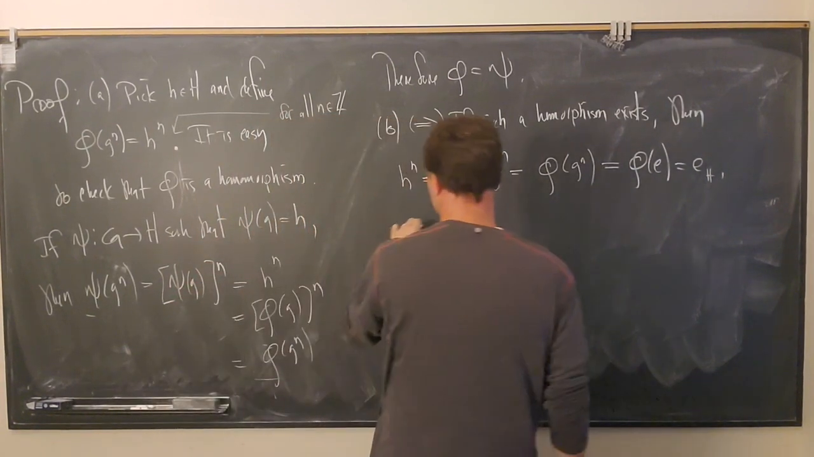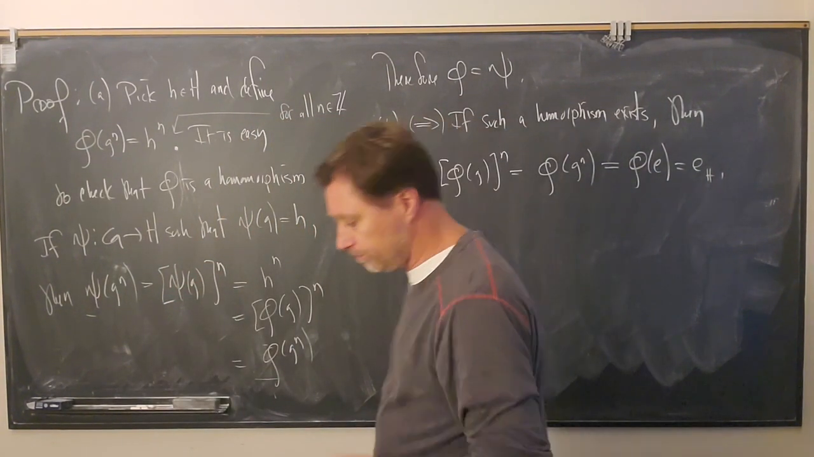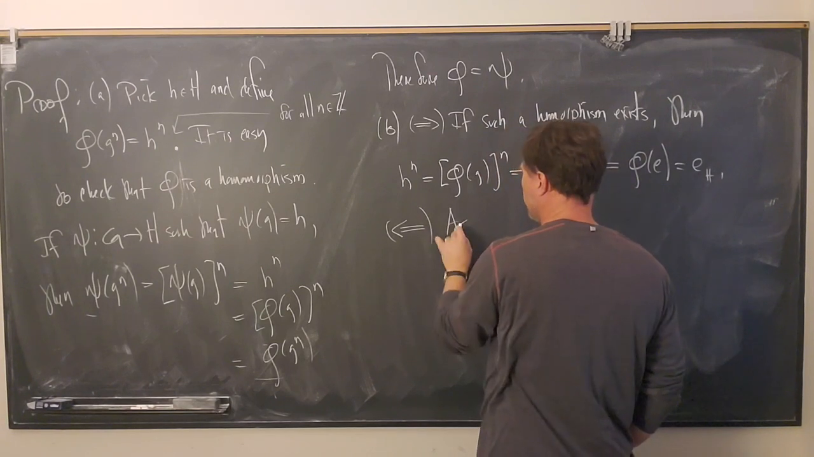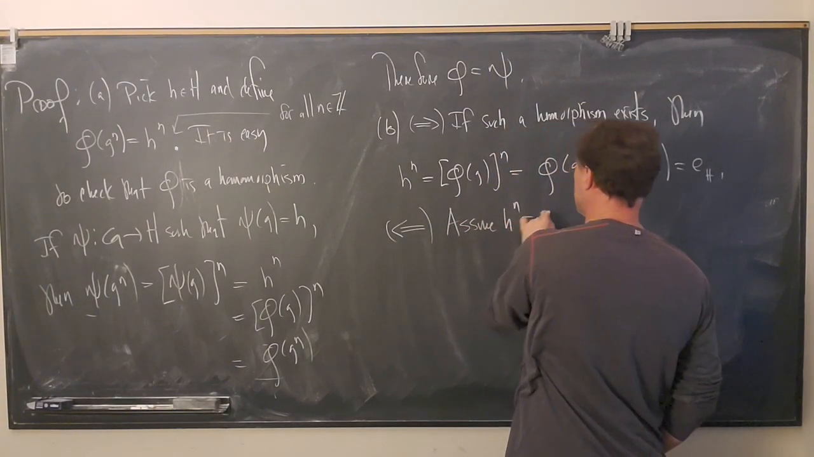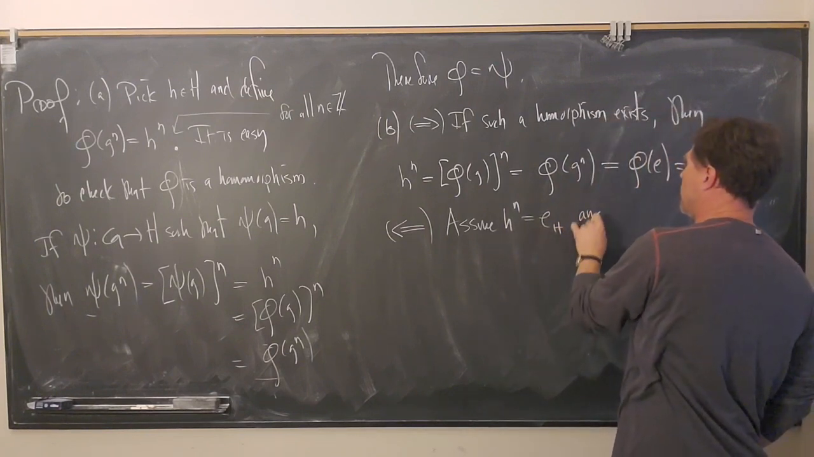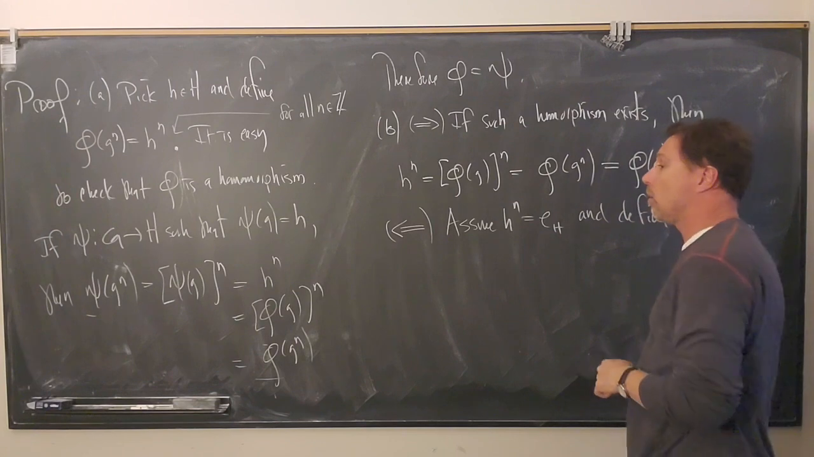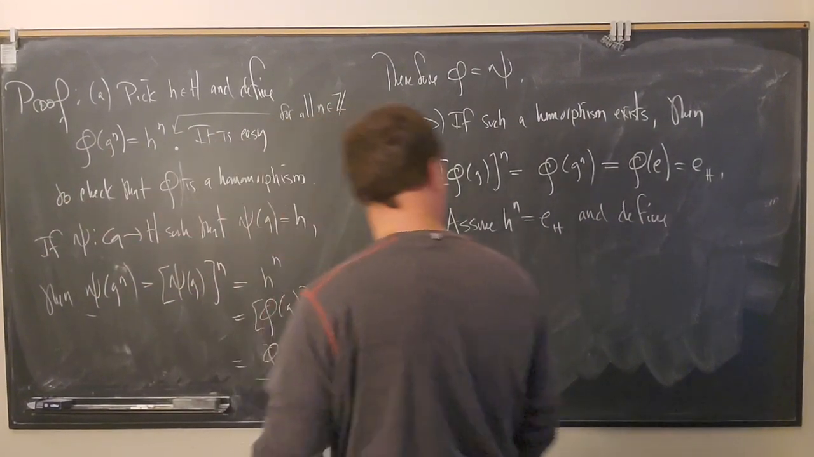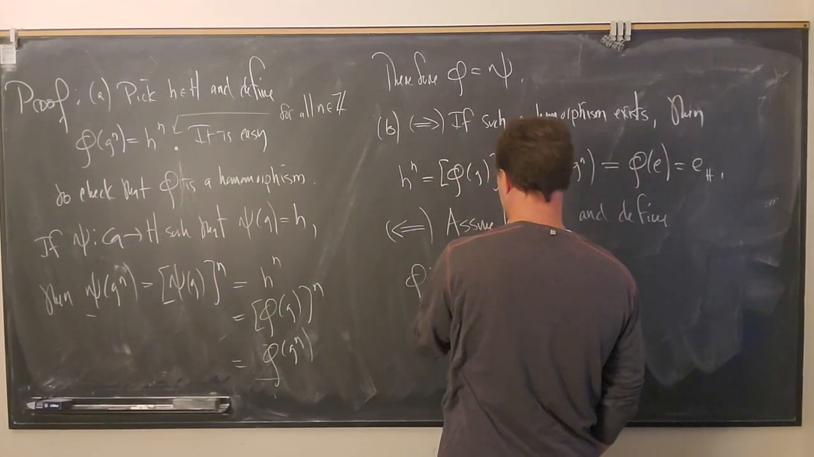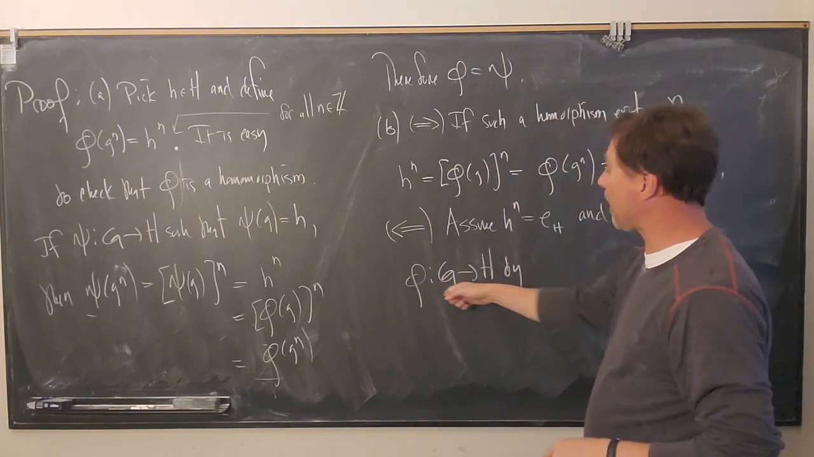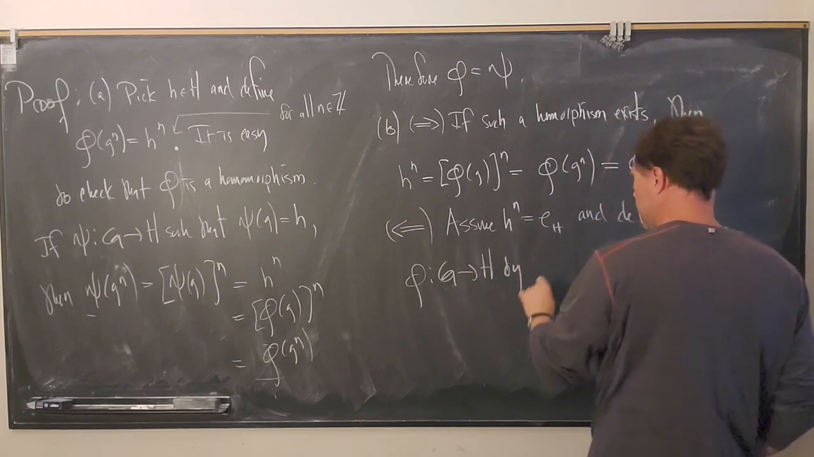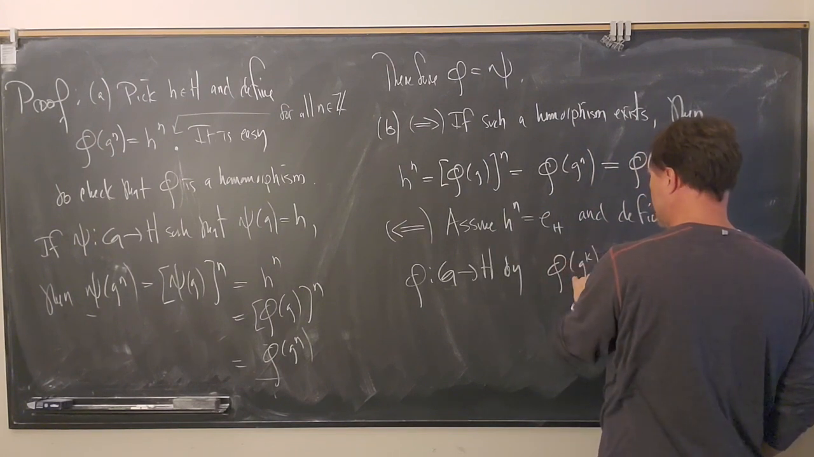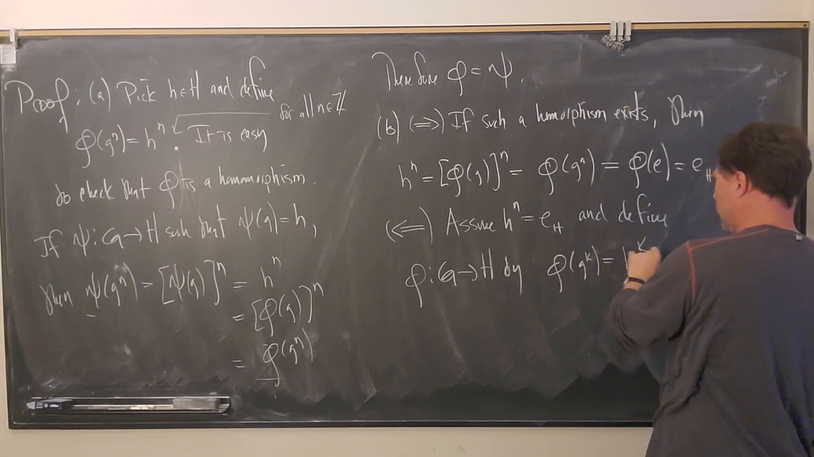Now, in the reverse direction, let's assume that h to the n is equal to the identity, and so now we're supposed to show that there exists this unique homomorphism. Let's define phi from capital G to capital H. So I need to specify what happens to every element in here, and it's the obvious thing. So it's going to be phi of little g raised to, I need to use some other symbol. How about phi of g to the k equals h to the k.